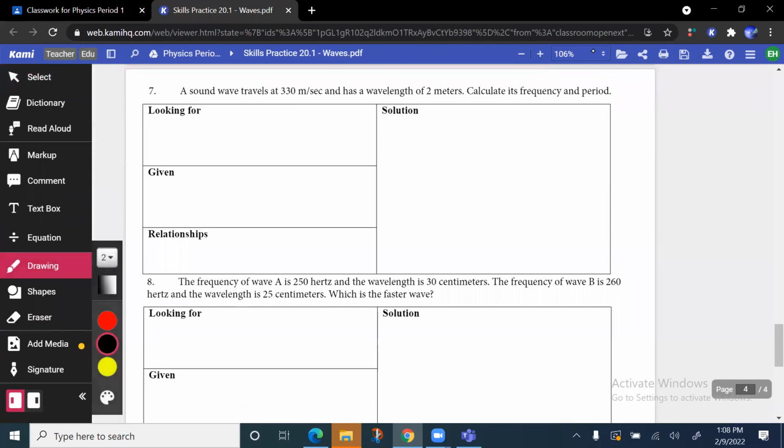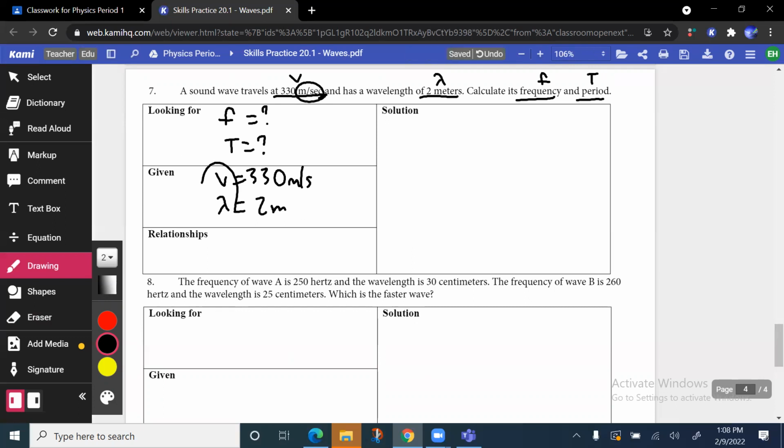Number 7. We have a sound wave traveling at 330 meters per second. This would be the speed. It has a wavelength of 2 meters. That would be lambda. We're looking for frequency and we're looking for period. Label your given information.